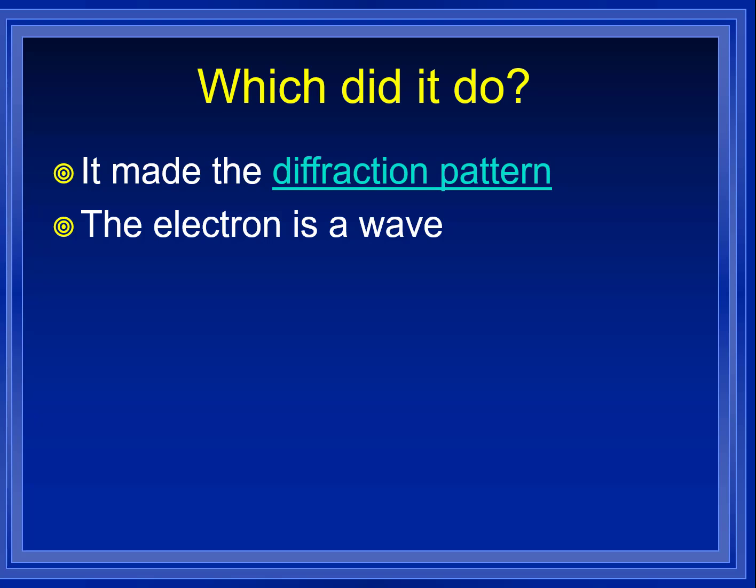So that picture changed our view of the universe, because it said the electron's a wave. And not just the electron's a wave. They've tried it with bigger stuff. They tried it with protons. The proton's a wave. They tried it with whole atoms. The hydrogen atom's a wave.